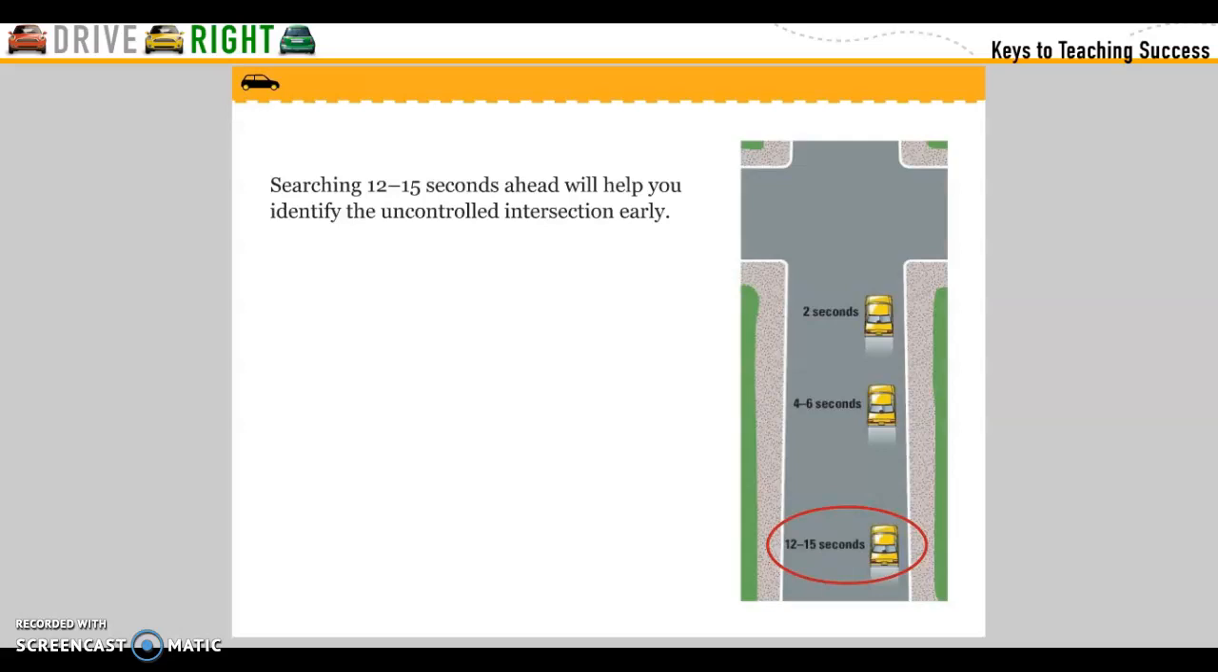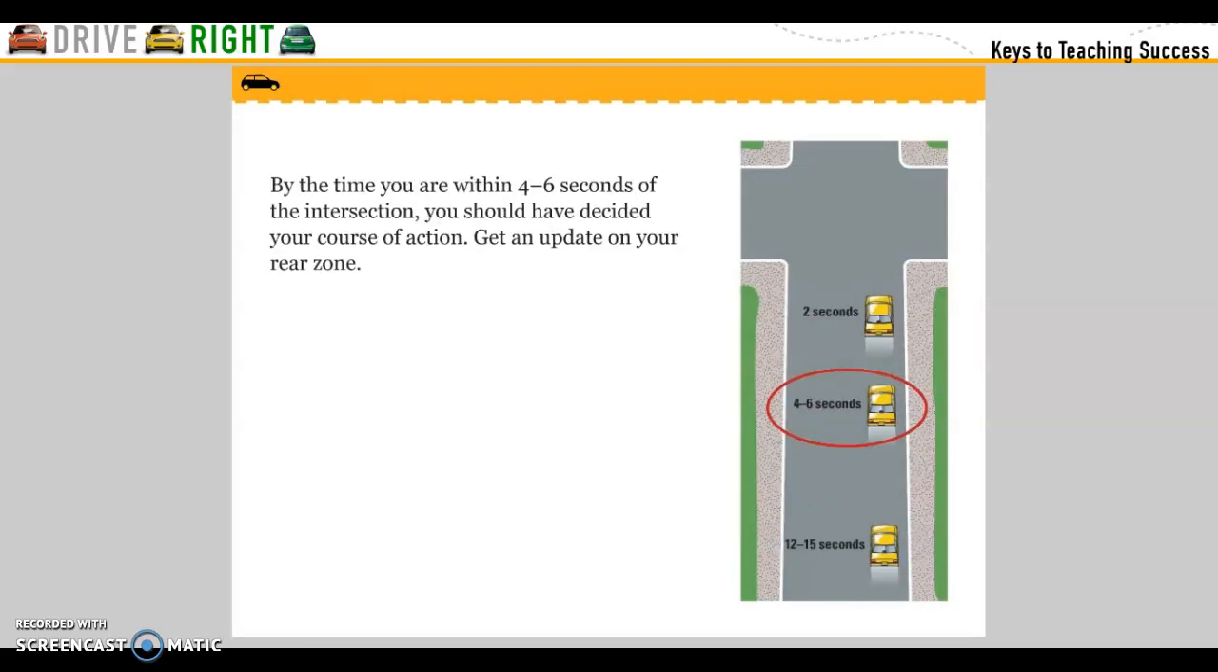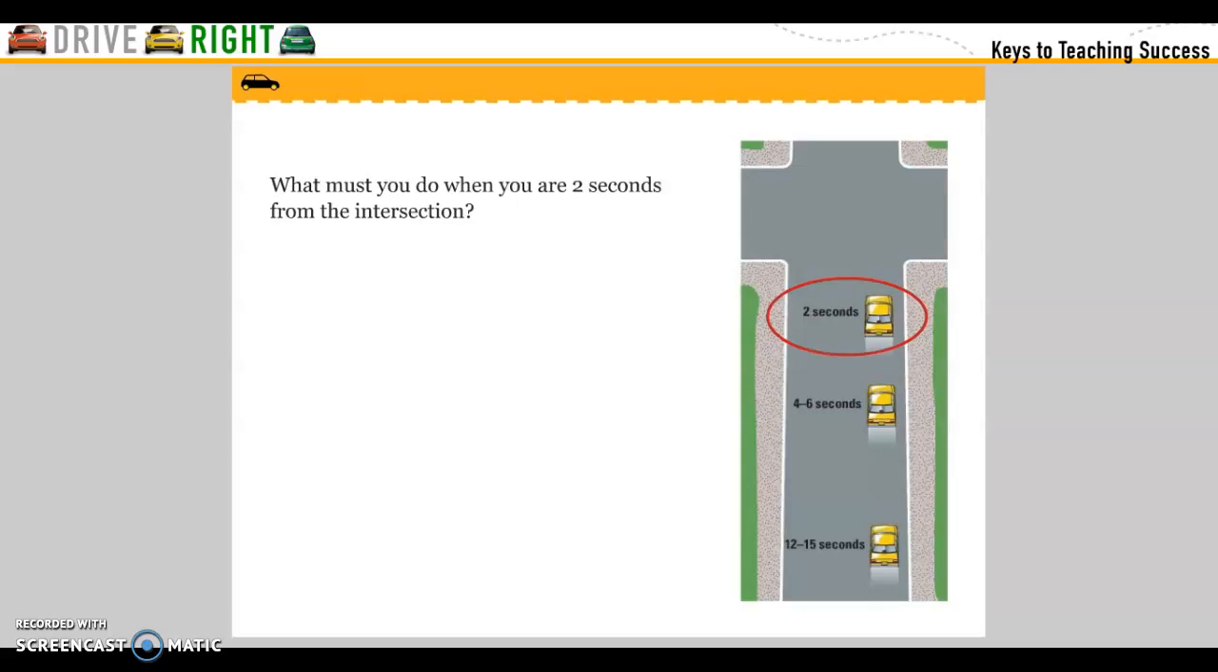Search 12 to 15 seconds ahead will help you identify the uncontrolled intersection early. By the time you are within 4 to 6 seconds of the intersection, you should have decided your course of action. Get an update on your rear zone. What must you do when you're 2 seconds from the intersection?